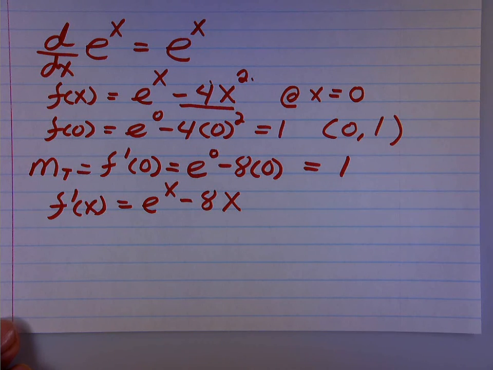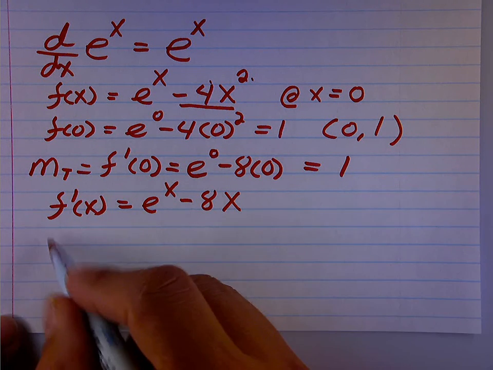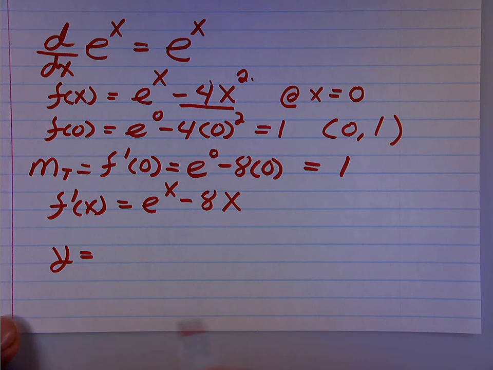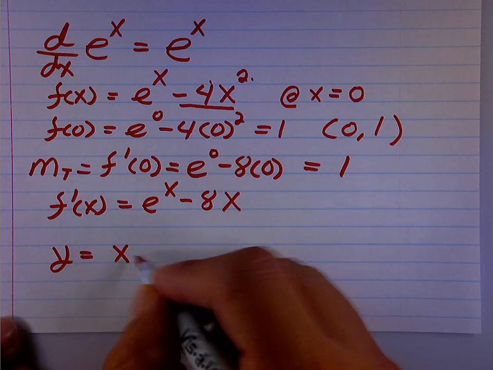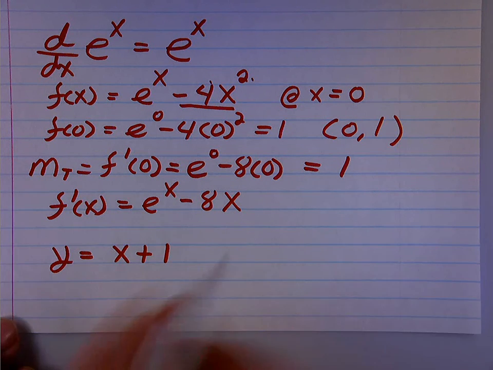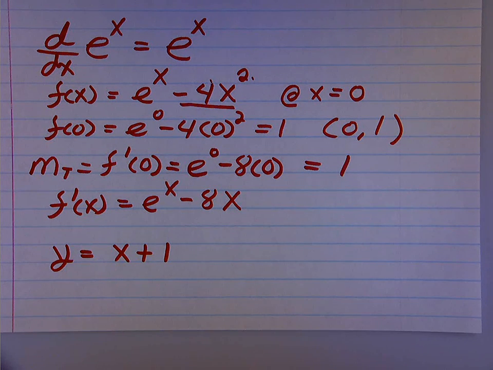I've got a point, I've got a slope. Y equals my slope, my point is the intercept, which means I can go directly into slope-intercept form. Slope is 1, intercept is 1. That is the equation of my line.